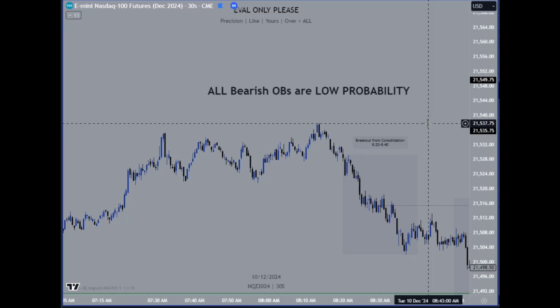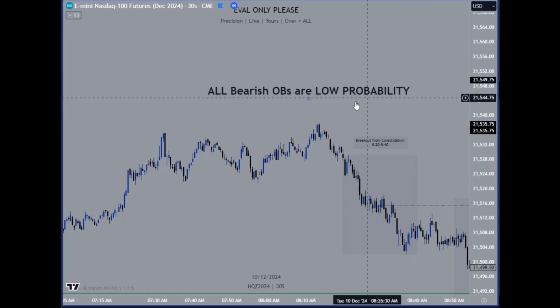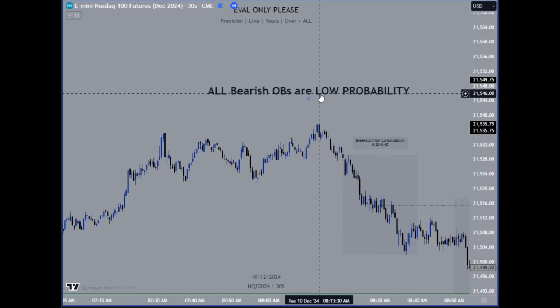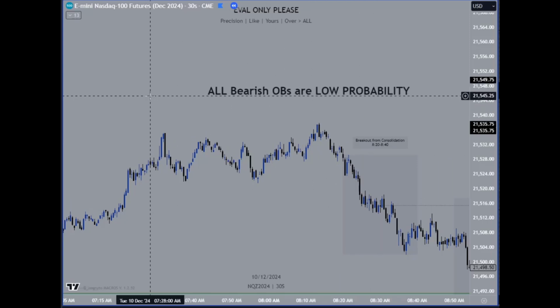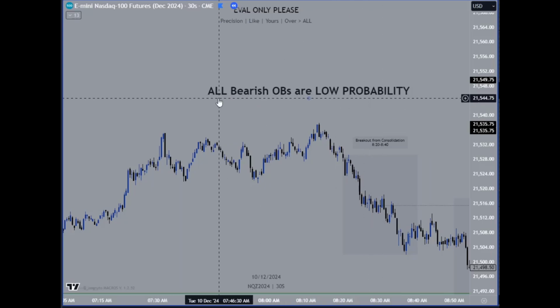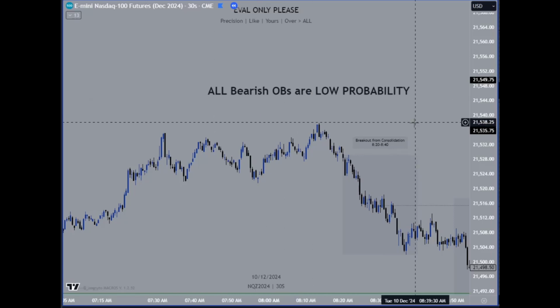until we eventually get in a bearish market. That's when they become high probability or just not low probability. And for that, you would need, of course, the daily to be bearish. We'll talk about that in a different time or video, but just for now, just keep this in your notes. Remember this: all bearish OBs are low probability, or they're lower probability than a bullish one.